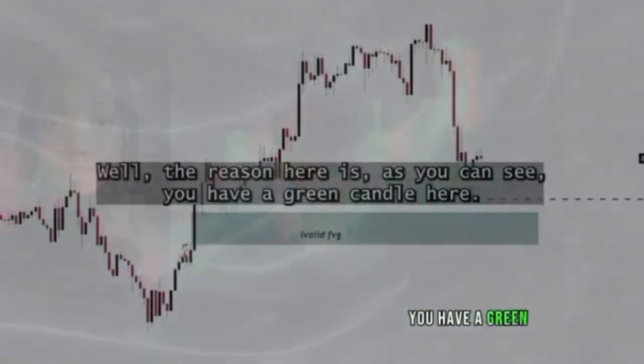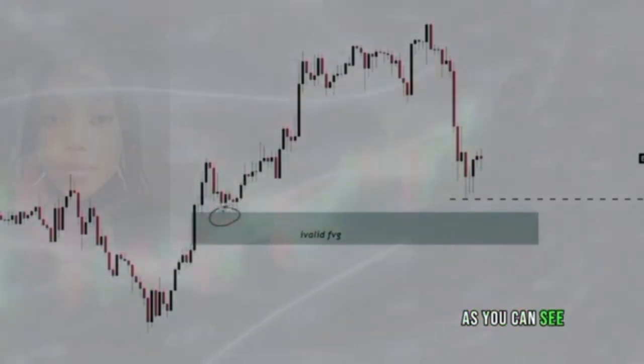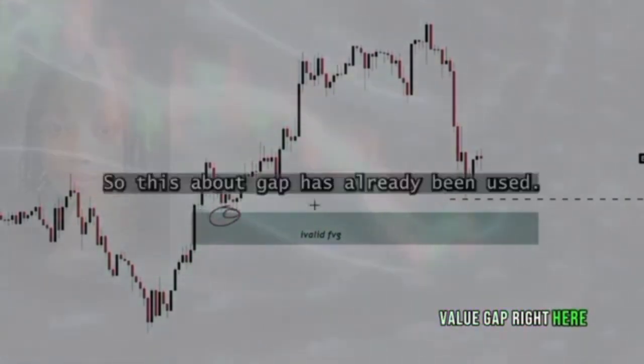So why is this an invalid fair value gap? Well, the reason here is, as you can see, you have a green candle here, but the last candle is red, so that would automatically disqualify. Now, another disqualification is that this fair value gap has been made contact with. As you can see, price made contact with this fair value gap right here and made contact with this fair value gap right here. So this fair value gap has already been used.